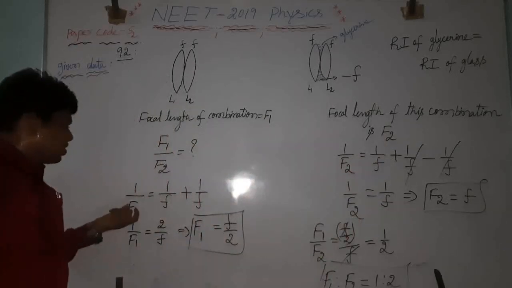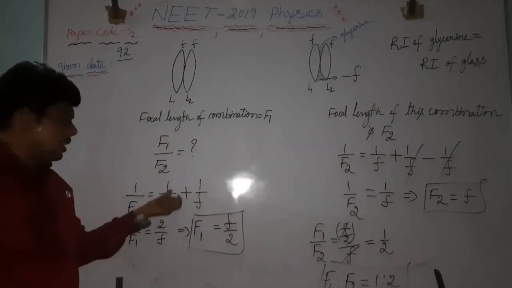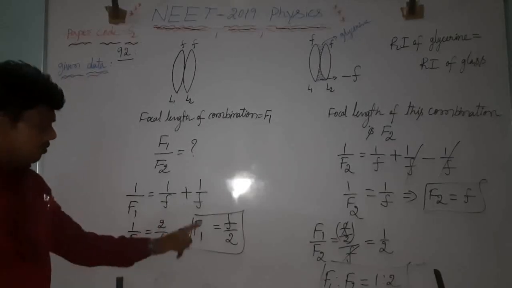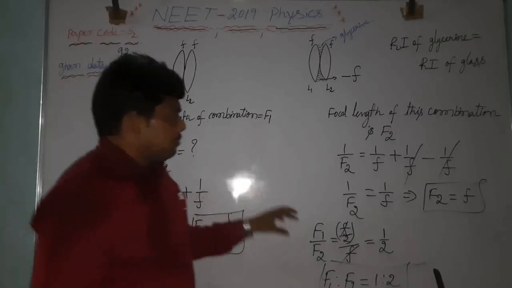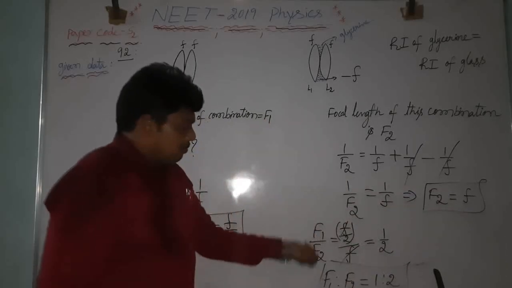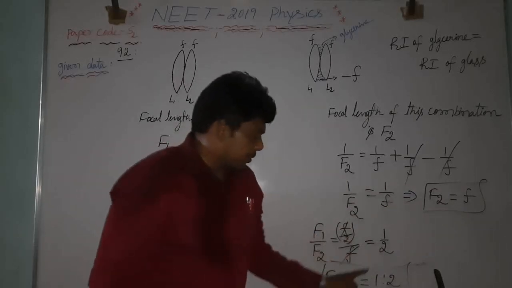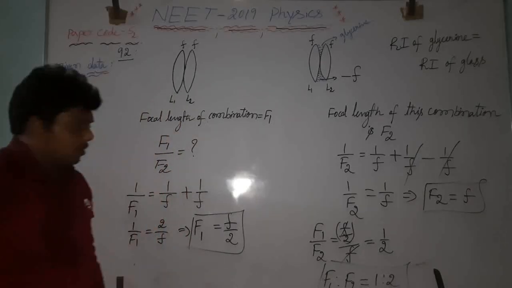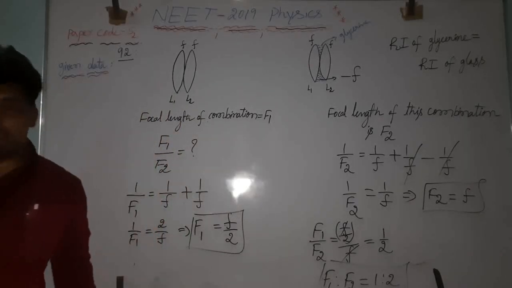Focal length of the combination is given by 1 by f1 is equals to 1 by f plus 1 by f. f1 is equals to f by 2. In the same way, we have to calculate the f2. f2 is equals to, we got small f. f1 by f2 is equals to, we got 1 by 2. That is nothing but f1 is to f2 is equals to 1 is to 2.